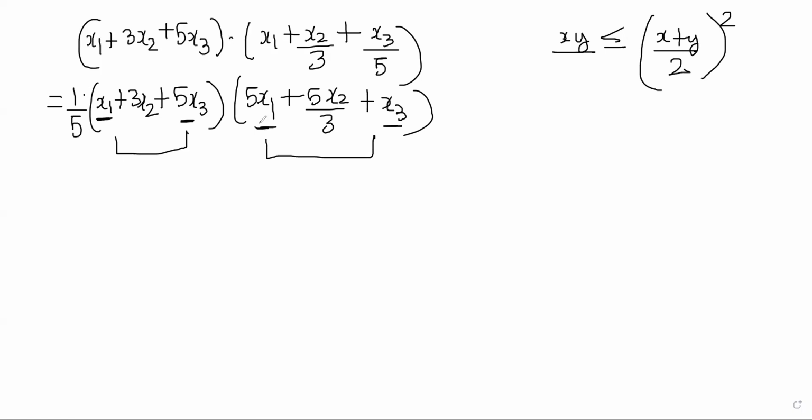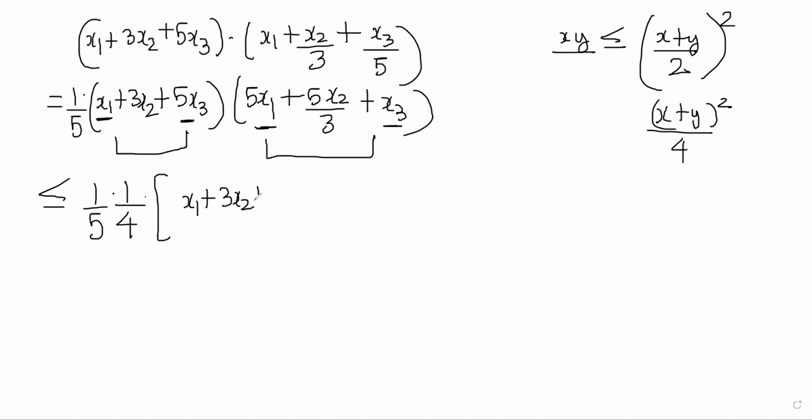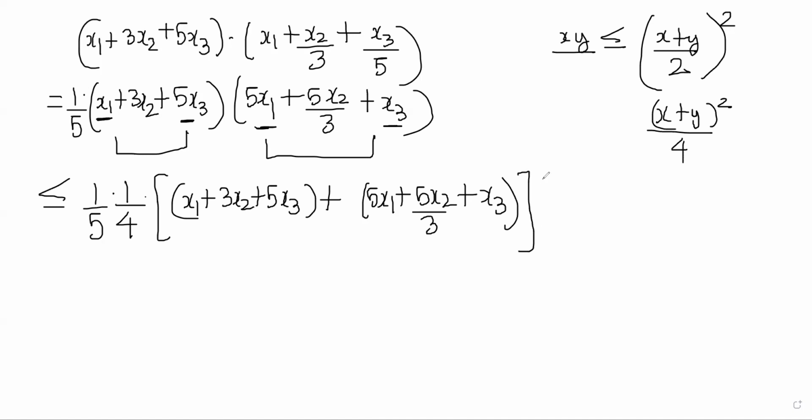So we can say that this is going to be less than or equal to 1/5. And when you do (x + y)/2 whole square, you will get (x + y) whole square by 4 basically. So we'll say 1/4 and now you can say it is (x1 + 3x2 + 5x3 + 5x1 + 5x2/3 + x3) whole square. This is what we are getting. Now, the equality, the maximum value happens when x is equal to y. So we have to say that this should be equal to this for maximum.